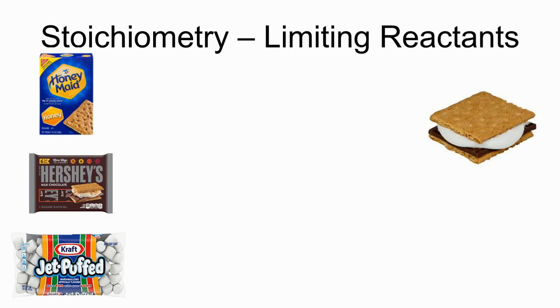To figure that out, we need to calculate just how many s'mores, just how many G2CH3Ms, we can make from each of our reactants. We do 3 separate calculations. So let's start with the graham crackers.